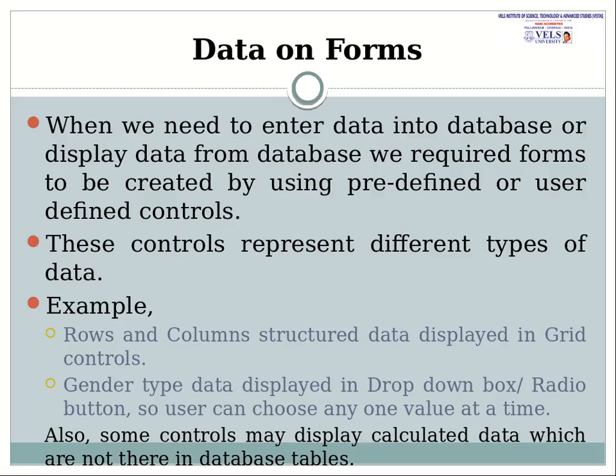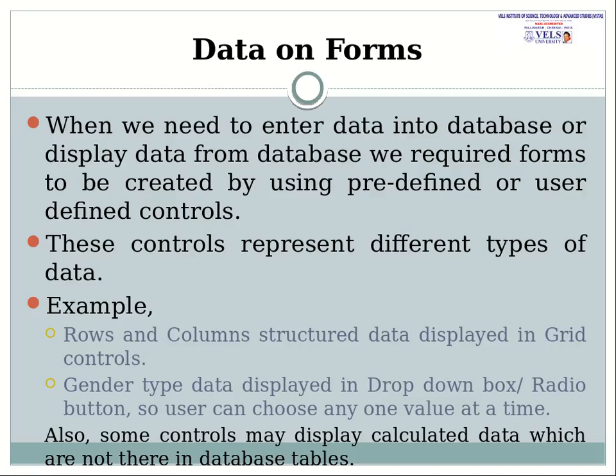Next we will discuss data on forms. When we need to enter data into the database or display data from the database, we require a form to create predefined or user defined controls. These controls are created with the form for different types of data. For example, rows and columns are structured data displayed in a grid control. With the grid control, rows and columns are inbuilt, and the control itself displays how many rows and columns are required.